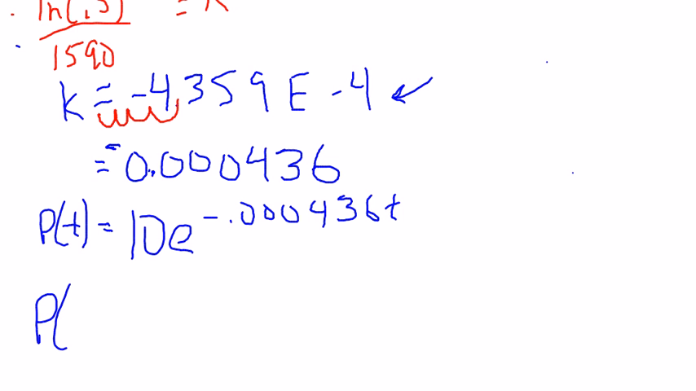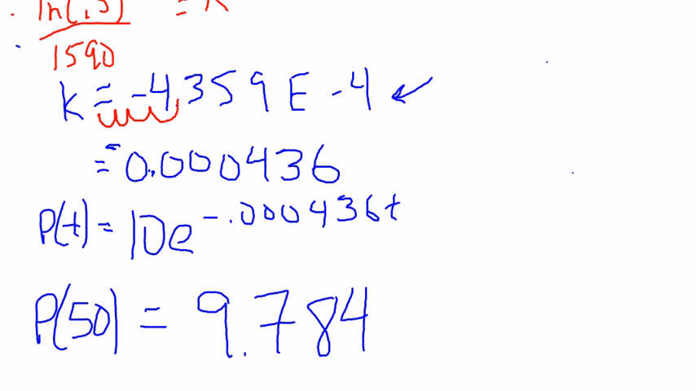P of 50 is what we're looking for. I could go up to the top, but I'm not going to. It asks for how much is present after 50 years, so that means my time is 50. Plug it in your calculator. Using that stored variable, you should get 9.784 grams.